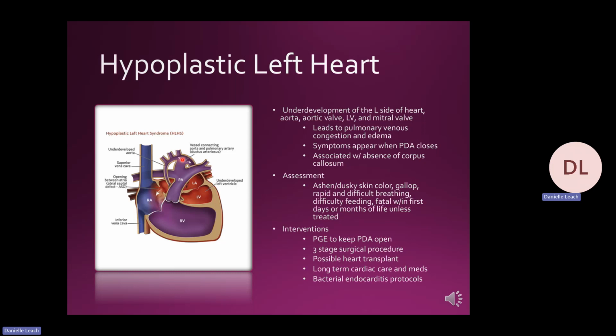So like I said, we need to keep the PDA open. So they are going to be on PGE or prostaglandin E. They are going to have surgery. It's usually at least a 3-stage surgical procedure to correct it. They could possibly need a heart transplant, especially if their left ventricle is very, very small. They're going to need long-term cardiac care and medications, and they're also going to be on the bacterial endocarditis protocol before procedures.